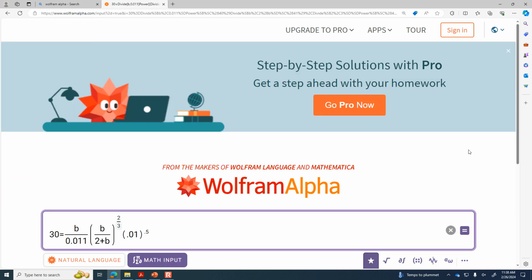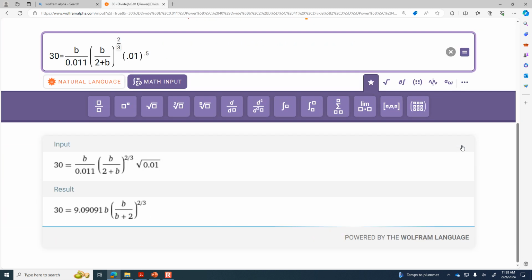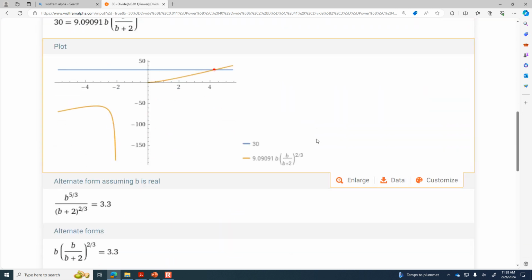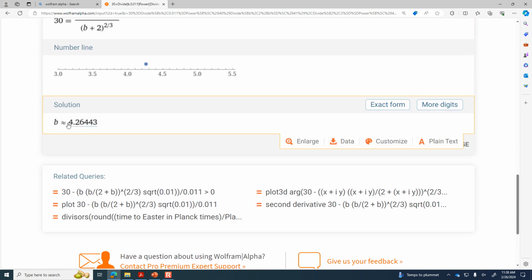It's going to give me a whole long answer, but then at the end, it'll give me what I'm looking for: what is the b, what is the width of the channel, that then gives me a flow capacity of 30 cubic meters per second. So b is 4.26. b is 4.26 meters. That's how wide the channel would need to be to accommodate 30 cubic meters per second.